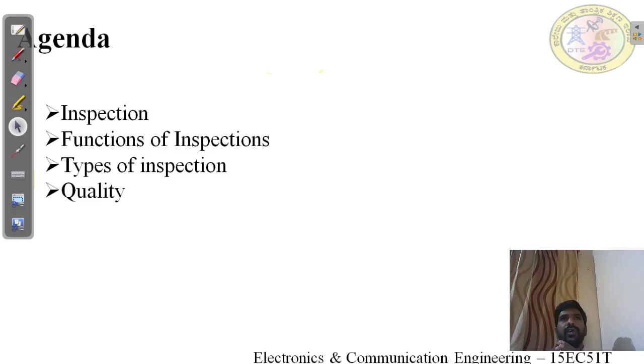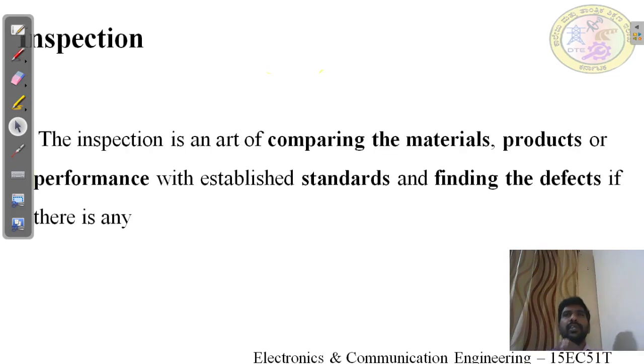See, in this video I am going to explain about inspection, function of inspection, types of inspection, and quality. First thing, inspection. What is meant by inspection? Inspection is the art of checking or comparing each product or semi-finished product, and you are separating out whether it is a bad product or good product. That is called an inspection.